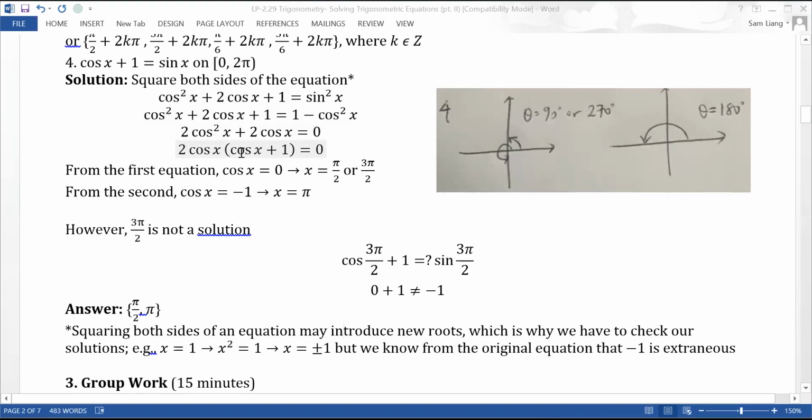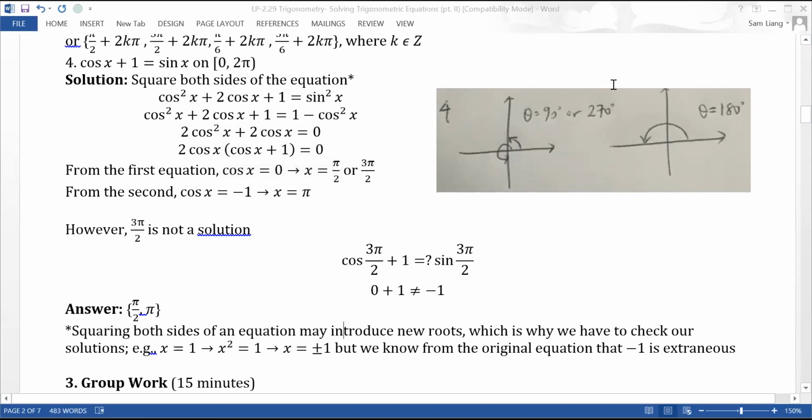And then at this point, you have two terms that multiply to 0, so you can use the zero product property. You can set either of them equal to 0. So 2 cosine x equals 0. From that, we'll get cosine x is 0. And then at this point, you should realize that the angle should be 90 degrees or 270 degrees. That's when cosine is 0. Or in radians, that's pi over 2, 3 pi over 2.